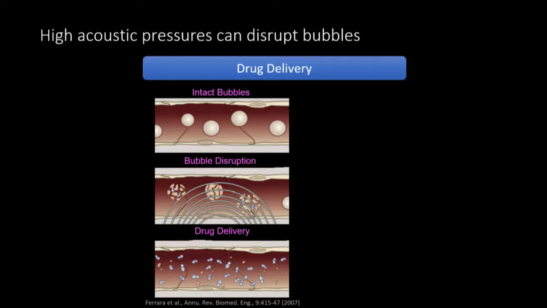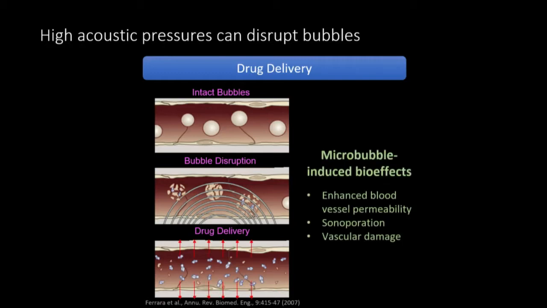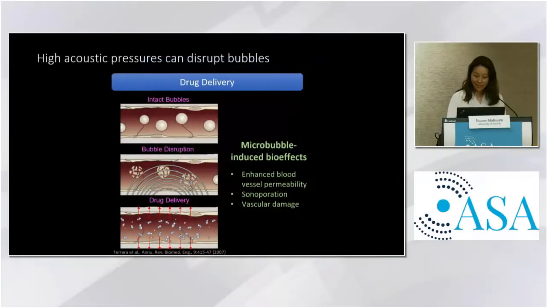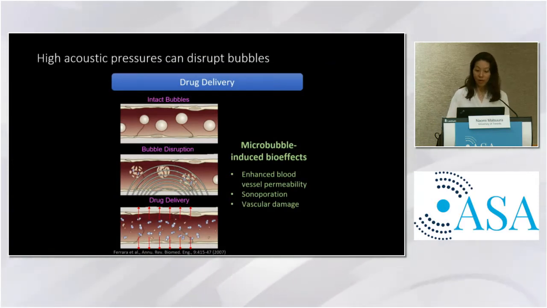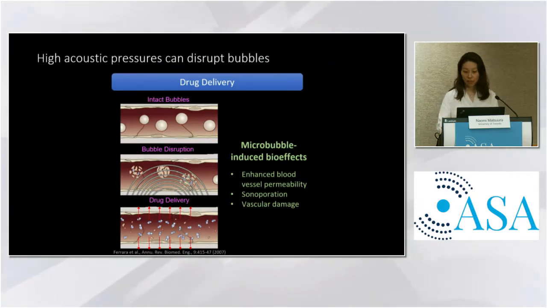So if you co-inject drugs, they can preferentially diffuse, for example, into the surrounding tissue, shown here with these arrows. These are what we often term microbubble-induced bioeffects. That results in things like enhanced blood vessel permeability, sonoporation, allowing drugs to go into cells, or vascular damage at very high pressures.